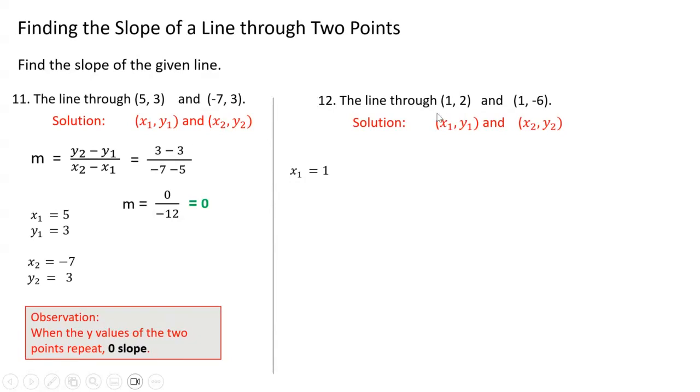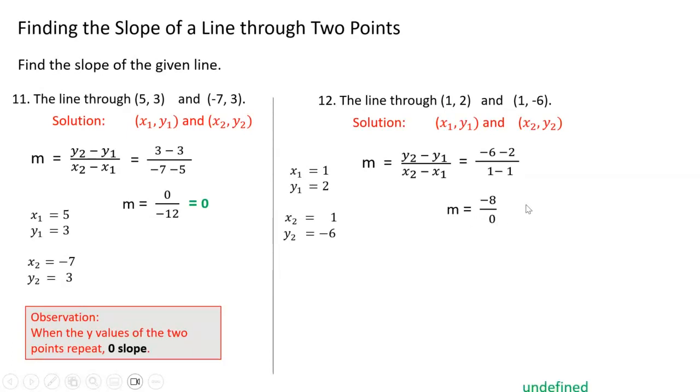So again, my x1 is 1, my y1 is 2, my x2 is 1, and my y2 is negative 6. So let's plug them into the formula. It's going to be negative 6 minus 2 over 1 minus 1. So it's going to give us negative 8 over 0. When you have a 0 in the denominator, it's undefined. So that's why this is undefined slope.